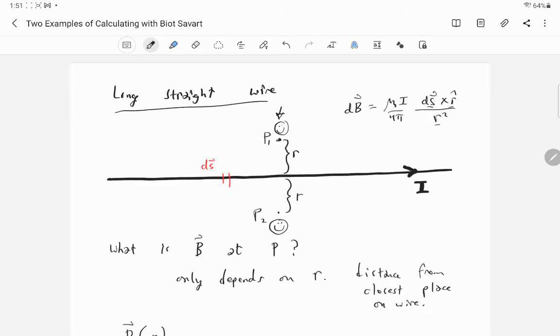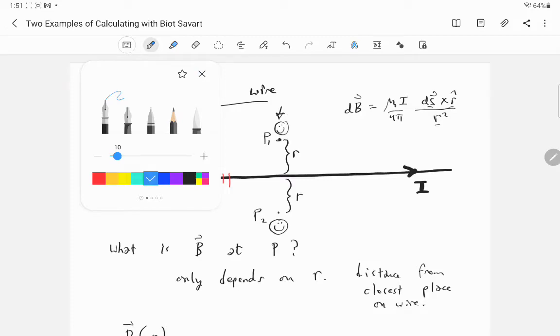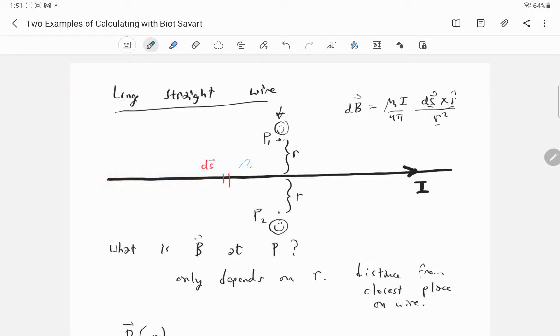Okay, so on the top side, let's do the top in blue. So the top in blue, if I want to know what's the magnetic field contribution at P1, this is r hat.